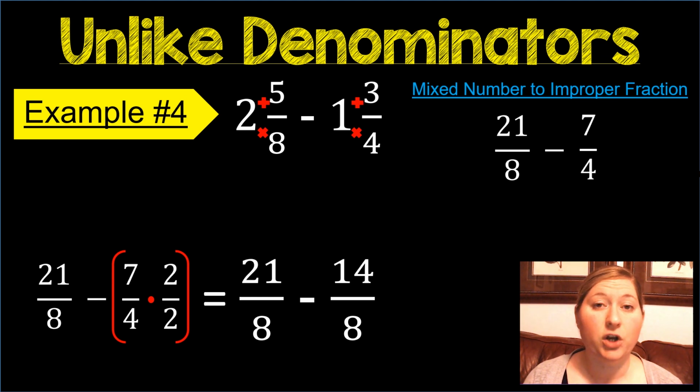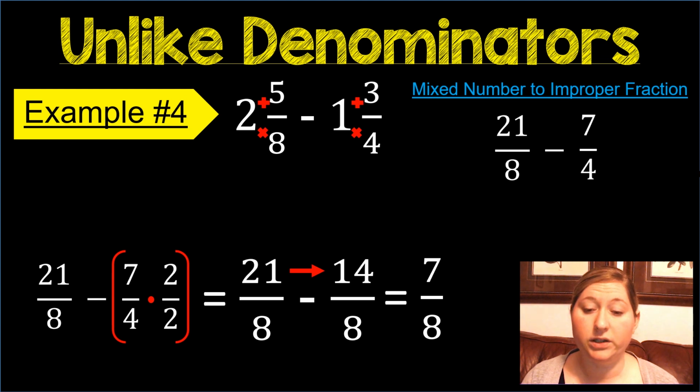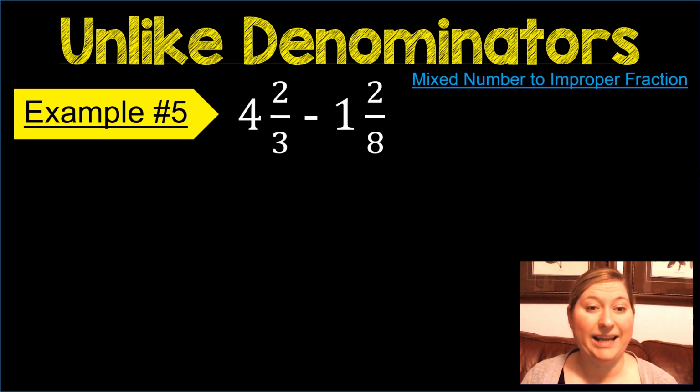You can see I have common denominators. 21 minus 14, that will give me 7 over 8. Keep the denominator the same, can't reduce. That is my answer. All right, let's look at the last example.